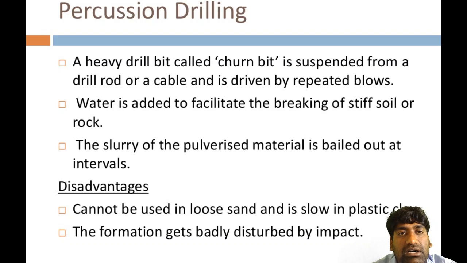Percussion drilling. A heavy drill bit called a churn bit is suspended from a drill rod or a cable and is driven by repeated blows. Water is added to facilitate the breaking of stiff soil or rock. The slurry of the pulverized material is bailed out at intervals. It cannot be used in loose sand and is slow in plastic clay. The formation gets badly disturbed by impact.